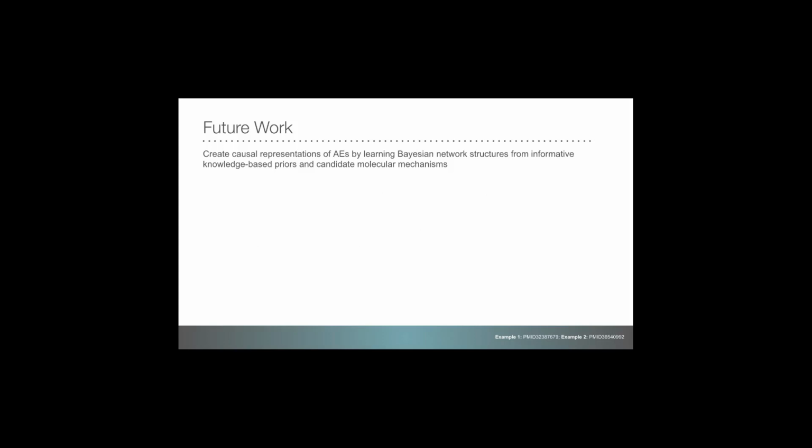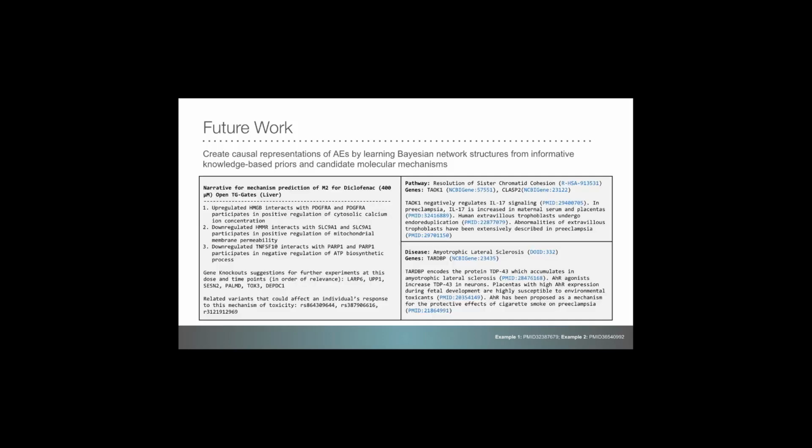The first example is a mechanistic narrative for the prediction of M2, diclofenac ATP depletion due to calcium homeostasis disruption, or M2, which was predicted as one of the most likely mechanisms of toxicity for this drug. And here's what our model told us about that.